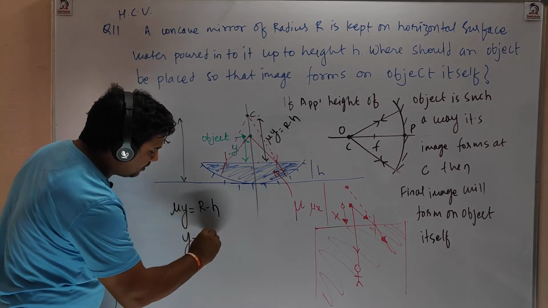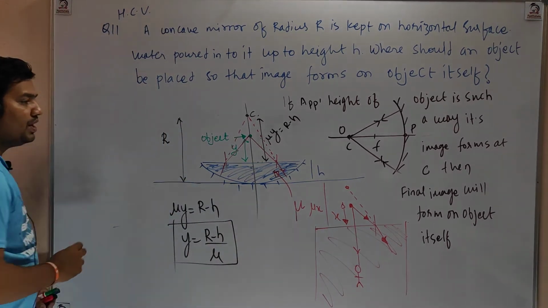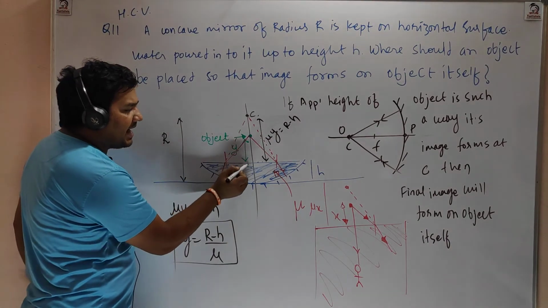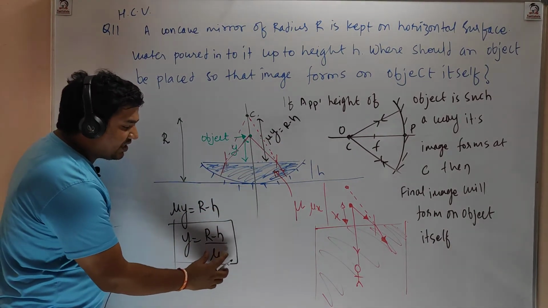So y is equal to r minus h by mu. So we should keep the object at a height y from the water surface. So we should keep the object at this distance from the water surface.